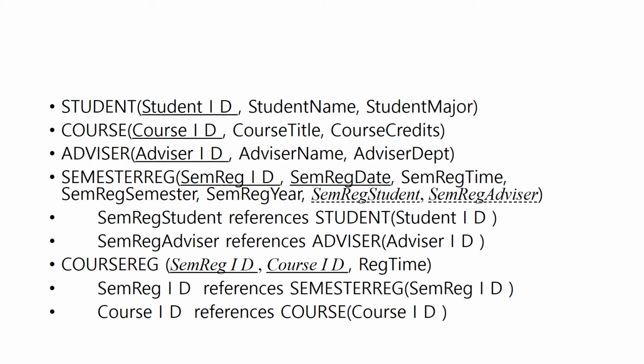Course registration table: course registration ID, course ID must be a composite primary key, and registration time. So semester registration ID references the semester registration table, semester registration ID, and course ID references the course table, course ID.